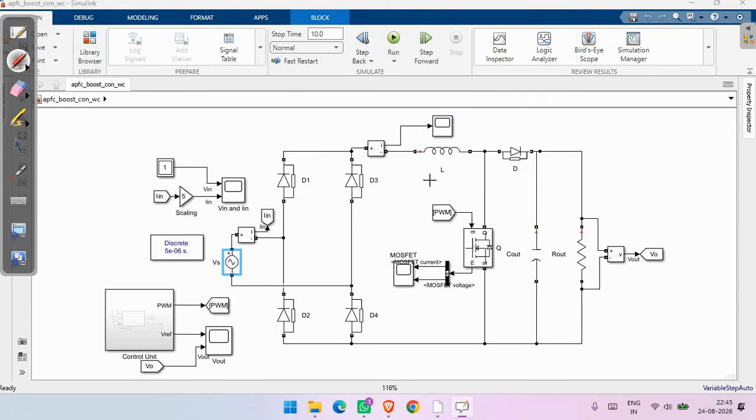as well as to improve the power factor. Here after rectification, the voltage is supplied to the boost inductor L. This inductor stores and releases energy according to the switching condition of the MOSFET. It also plays an important role in controlling and smoothing the input current.